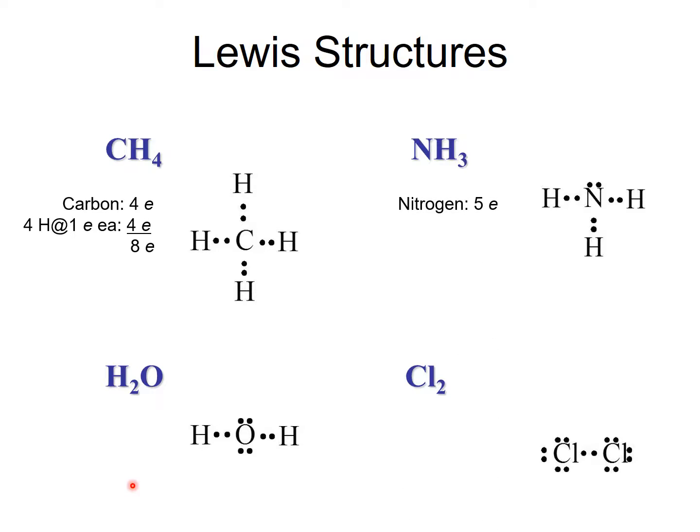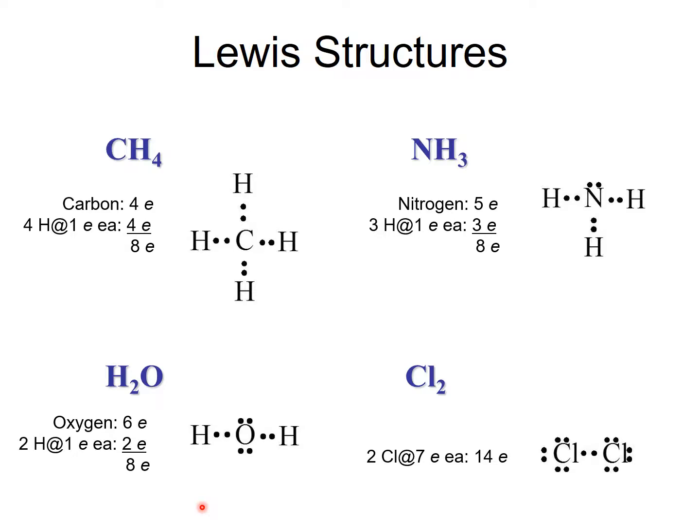Our ammonia, nitrogen is in group 5, hydrogen is in group 1. So 1 electron per each hydrogen, but there are 3 hydrogens, so 3 times 1 gives you 3. So 5 plus 3 gives you a grand total of 8 electrons. Our water, oxygen is in group 6. We have 2 hydrogens. Each of the hydrogens has an electron each, so that's 2 electrons from the hydrogens, giving us a grand total of 8 electrons.